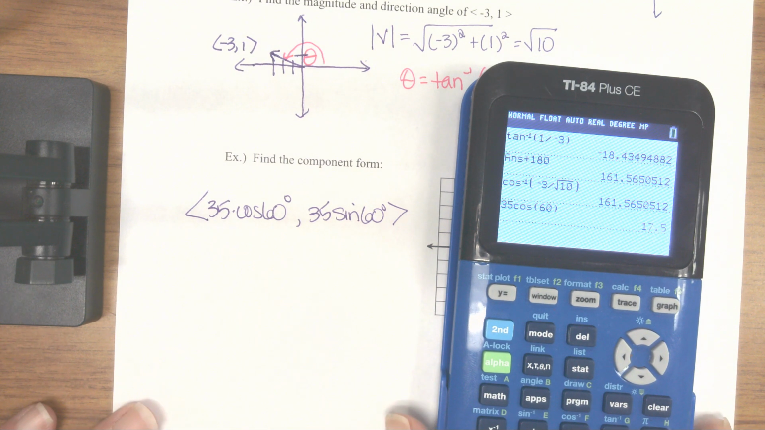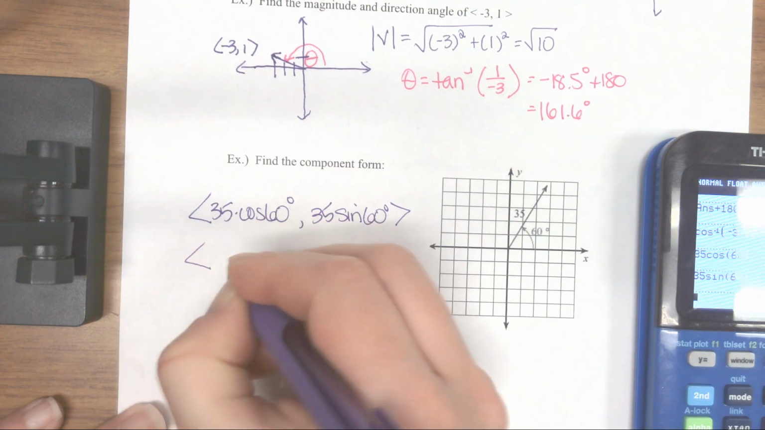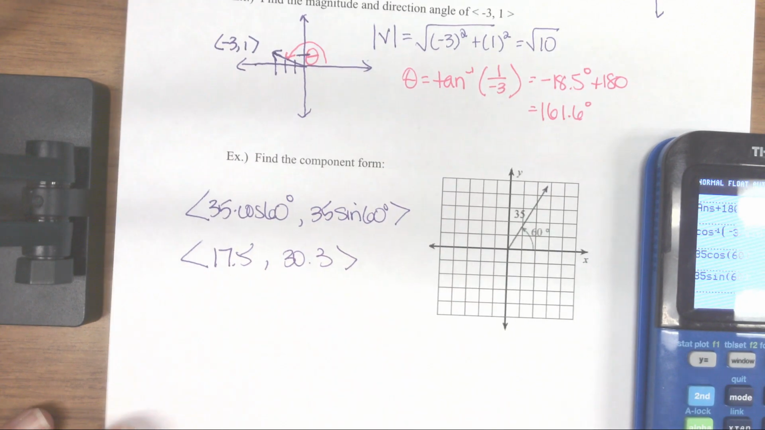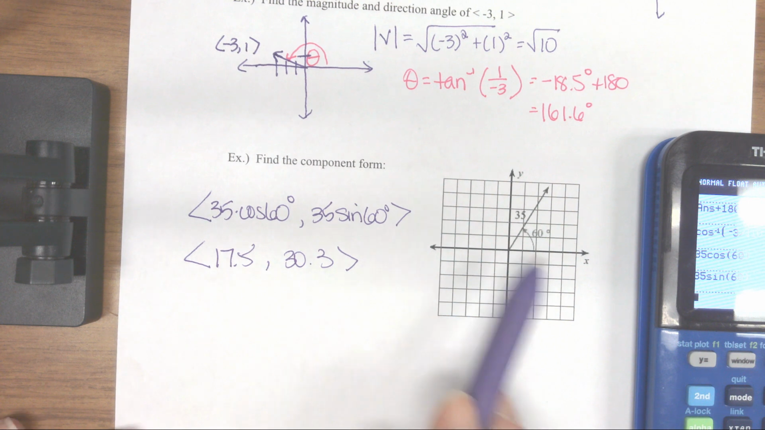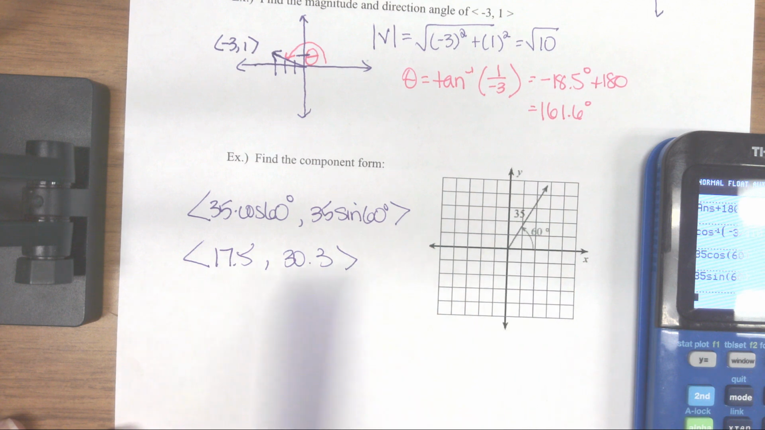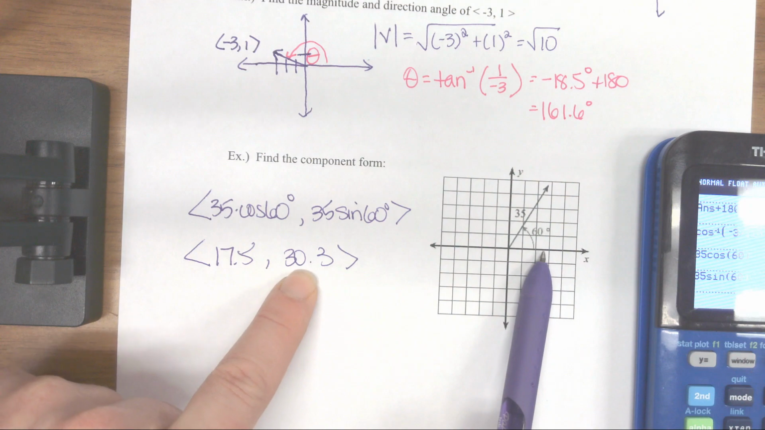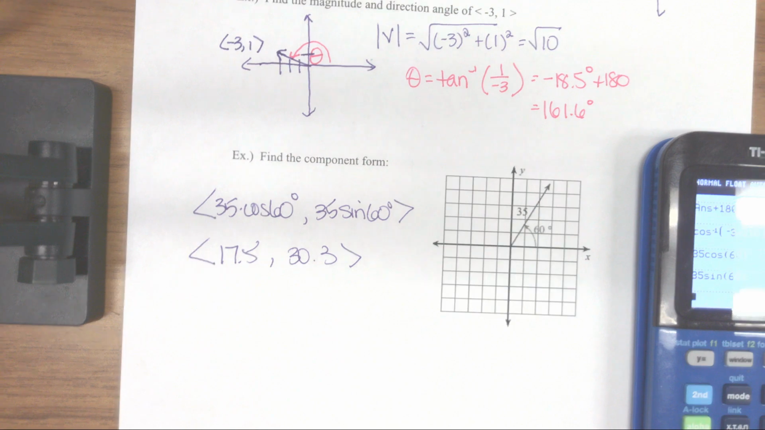I get 17.5, and 30.3. Okay. Any questions on that? So this is obviously not to scale, but hopefully you can see that 30 is bigger than 17.5, and it goes up more than it's going to the right. So that would describe that vector.